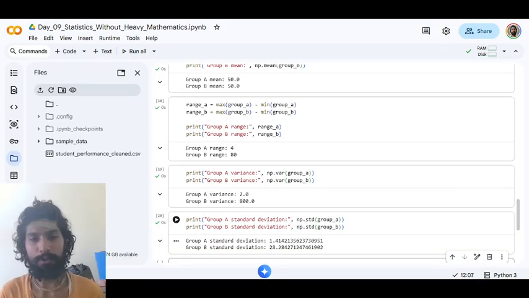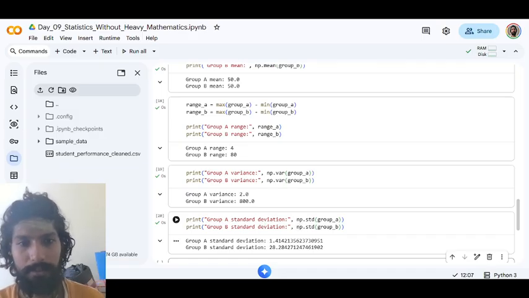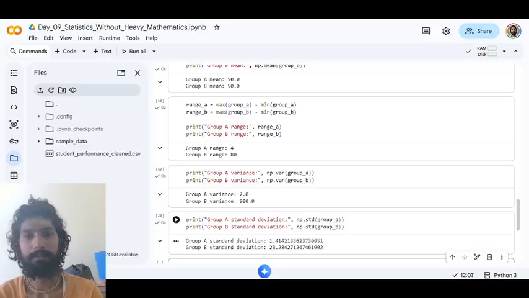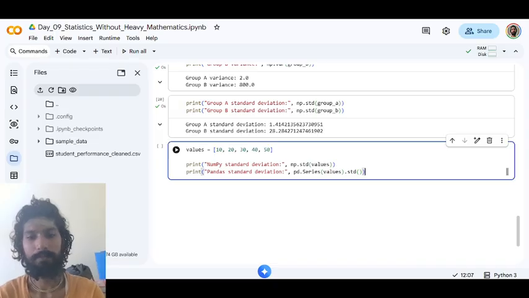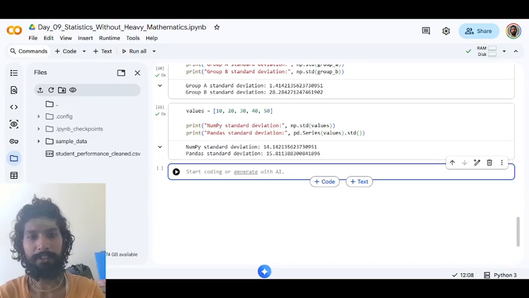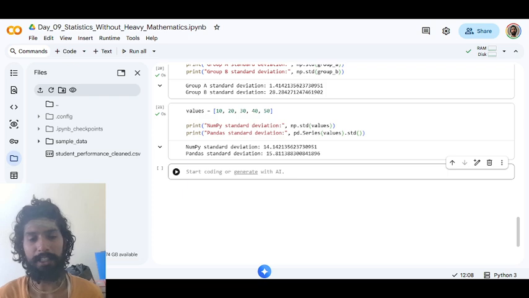You may sometimes notice a small difference between Pandas and NumPy standard deviation. For example, run this code. The results may not be exactly equal. This happens because NumPy uses the population standard deviation by default, while Pandas uses the sample standard deviation by default.